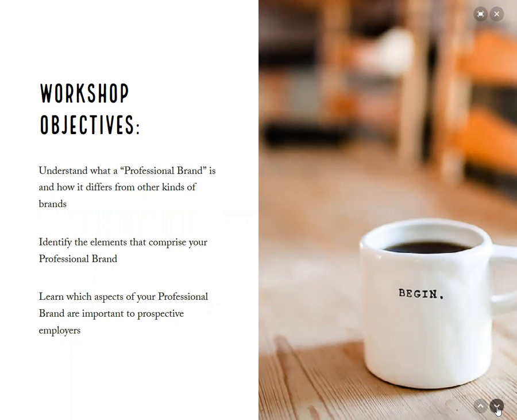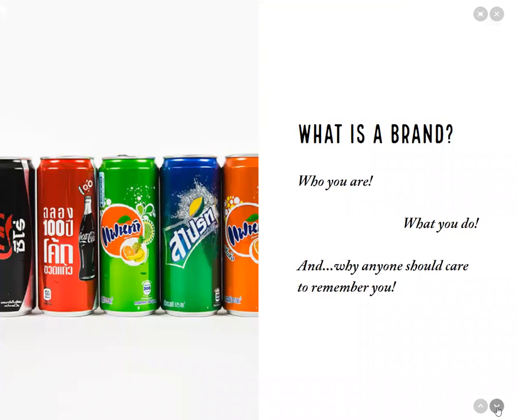Let's get started. First, we have to talk about what is a brand. The long and short of it is, a brand is who you are, what you do, and why anyone should care to remember you. A brand can be broken down into three categories, known as commercial brand, personal brand, and professional brand.